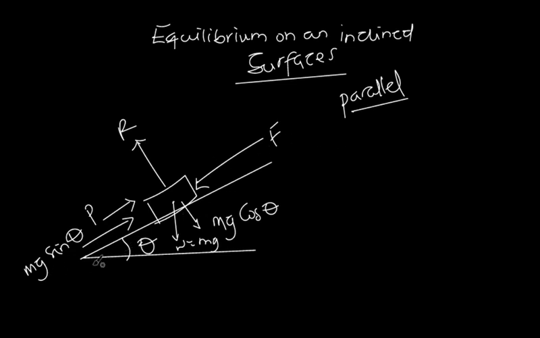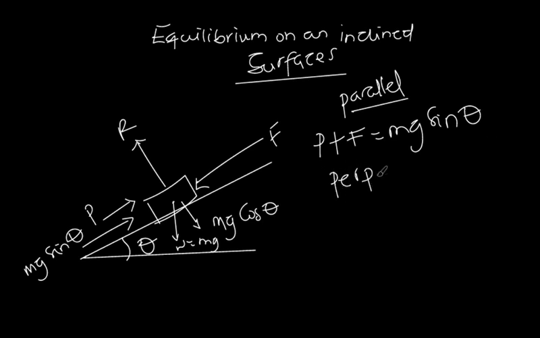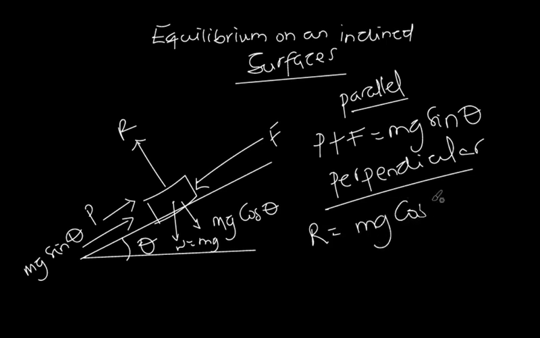So for the parallel forces acting along this line, we have P, our applied force, plus the frictional force to give us what? Mg sin theta, and this holds true. Now for our perpendicular forces, that is the forces acting downwards, we can see that there is only one perpendicular force acting downwards, which is the weight, Mg cos theta. So R is equal to what? Mg cos theta. This is the case assuming we apply the force horizontal to the plane.